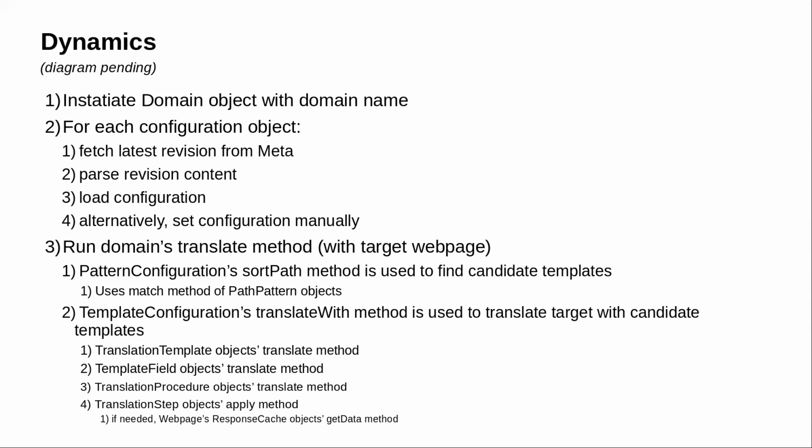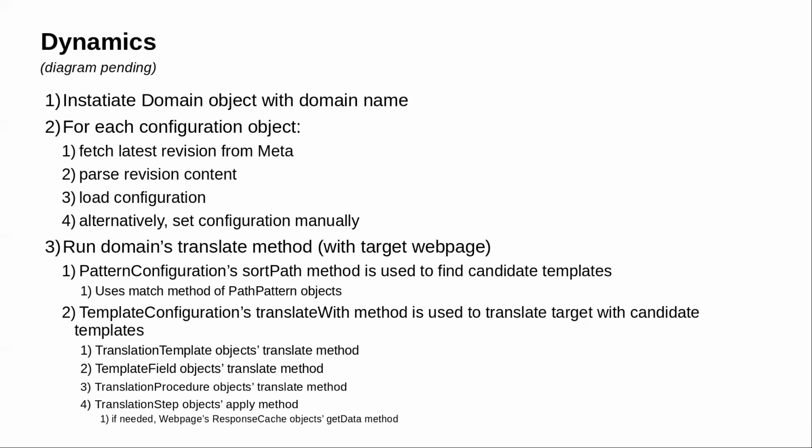Oh, this shouldn't have appeared here as a block. Sorry. Let's focus on step 3 here. So we go to the domain object that we instantiated in step 1, and we run the overall general translate method. We give it a web page, a target web page that we want to translate, and we run the translate method. What does this method do?